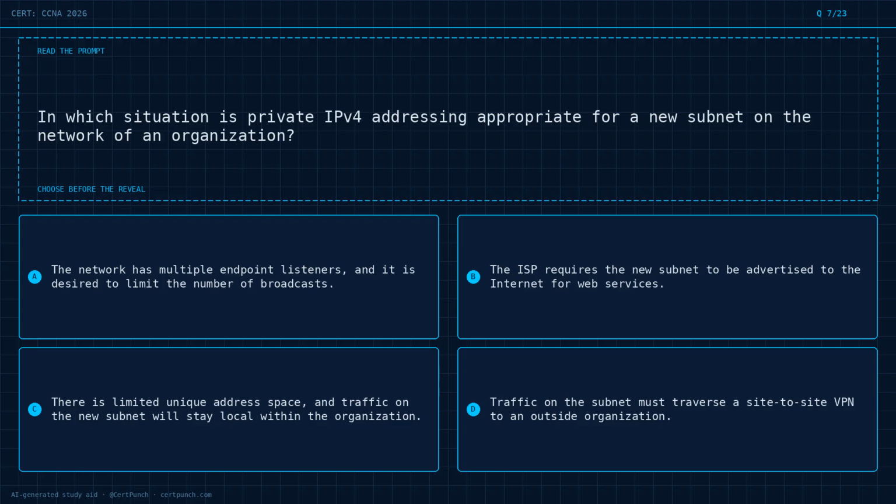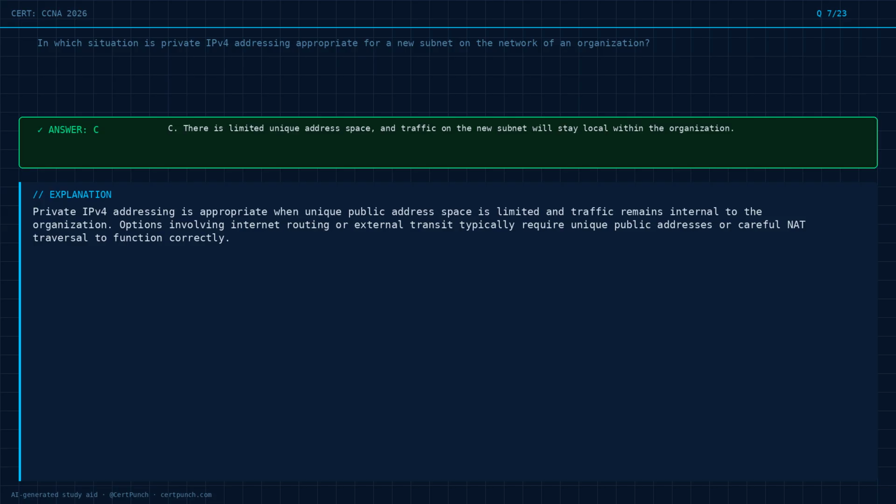Stay with your gut. The answer is option C. Exam logic. Private IPv4 addressing is appropriate when unique public address space is limited and traffic remains internal to the organization. Options involving internet routing or external transit typically require unique public addresses or careful NAT traversal to function correctly.